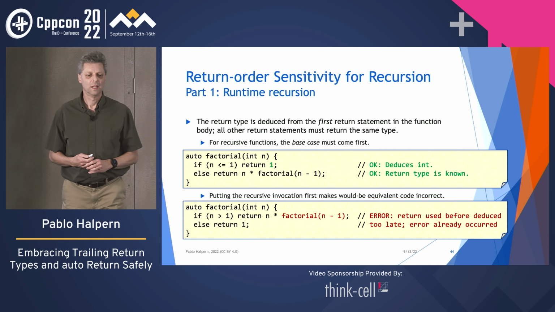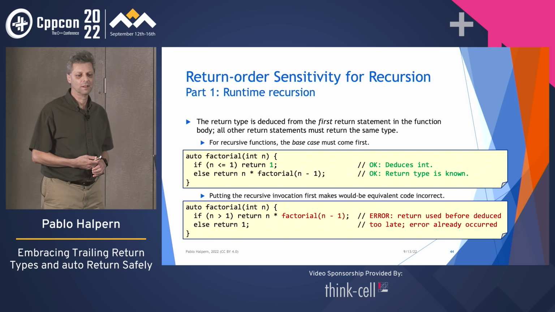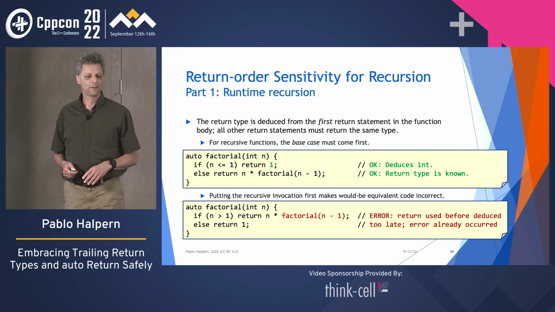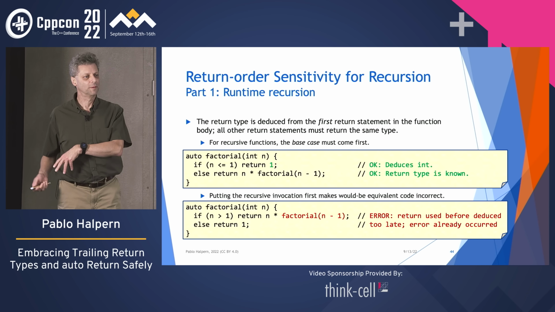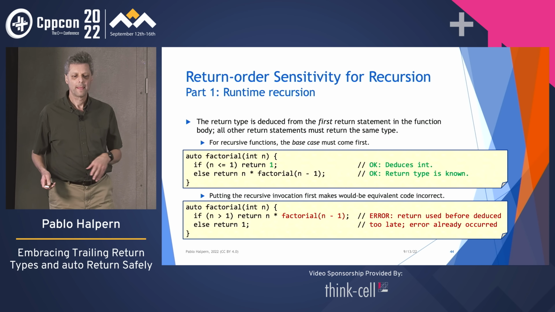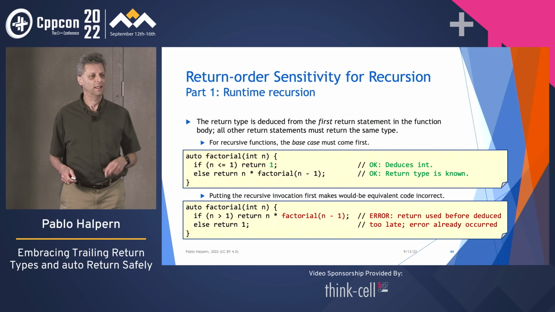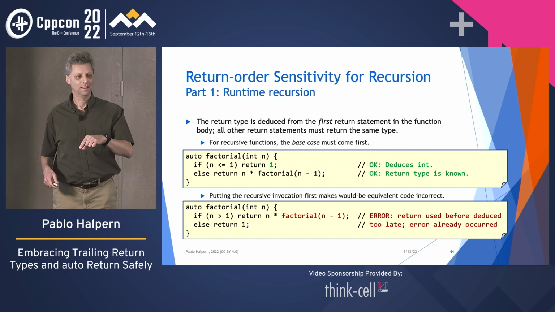Recursion. There's a sensitivity in the return order. Suppose we're computing recursive factorial. If n is less than 1, we return 1. Otherwise, we recurse, right? That's okay. The first return says we're going to deduce int, and the second one says, oh, we've already deduced that this is int, so we're good.